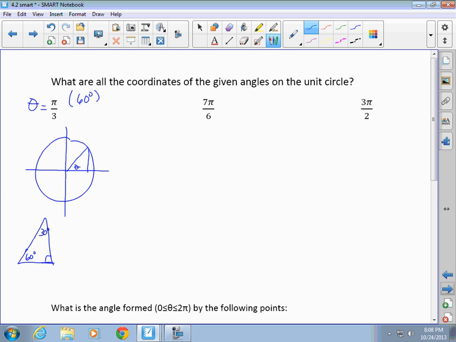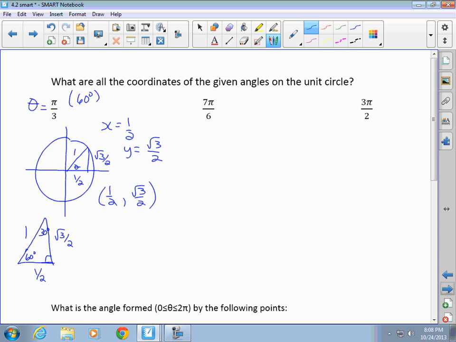So I know the side opposite my 90 is 1, so this value here is 1. The side opposite the 60 degrees is the square root 3 over 2. And the side opposite the 30 degrees is 1/2. So if I take a look at this on the Cartesian coordinate plane, this value here is 1/2. This value here is square root 3 over 2, which translates to x being 1/2 and my y being square root 3 over 2. So the coordinates for this then would be 1/2 and square root 3 over 2.